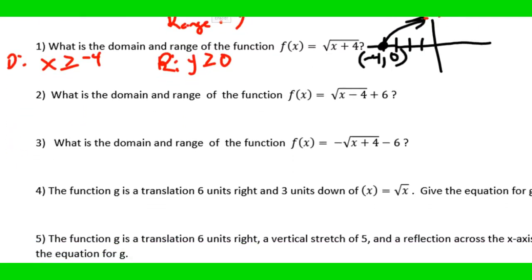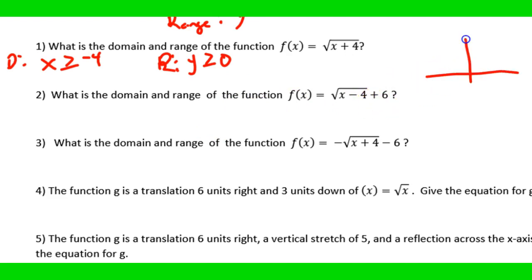For number 2, what's the domain and range of this function here? Well, again, I'm going to do a quick rough sketch. You can use your calculator or graph it to see it. When you look at your calculator, you'll see this point 4, 6, and the graph goes like that. So right 4 up 6. Now this point right here is 4, 6.